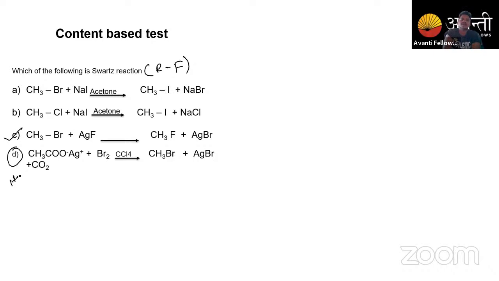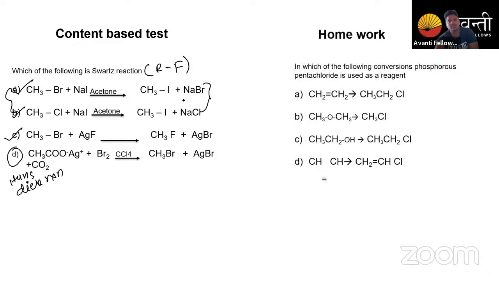And this is the Hunsdiecker reaction. This is also a halogen exchange reaction. A and B are halogen exchange reactions, the Finkelstein and Swarts reactions. Now, this is homework for you guys.